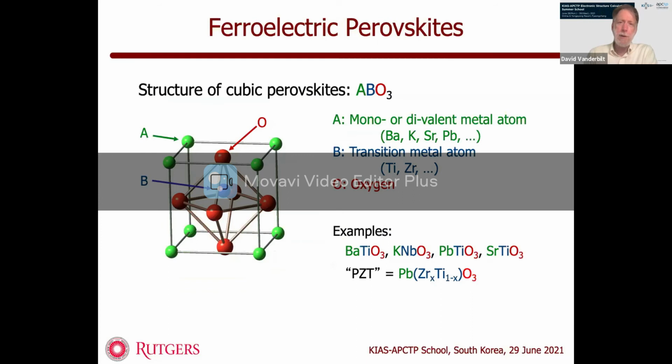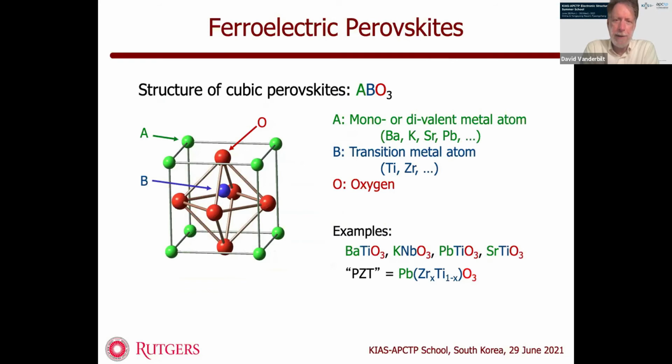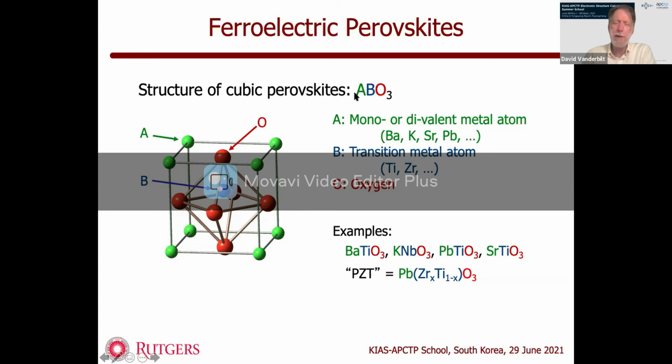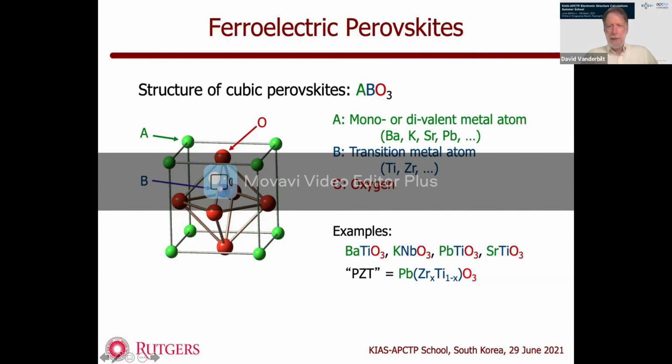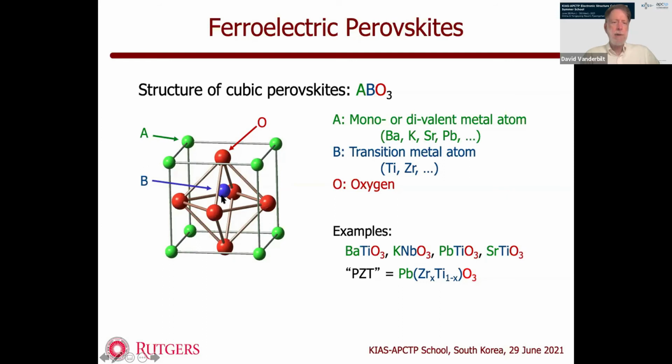So what is a ferroelectric? Let me illustrate this with the best known class of ferroelectrics, which are the cubic perovskites. So the perovskite crystal structure has a formula ABO3, where A and B are cations and O is oxygen. The A atoms are on the corners of a simple cubic structure. The oxygen atoms are on the faces, the six faces, well, really three faces when you take account of periodicity. And then there's a B cation, which is almost always a transition metal, a cation like titanium or zirconium, that sits at or near the center of this oxygen octahedron.